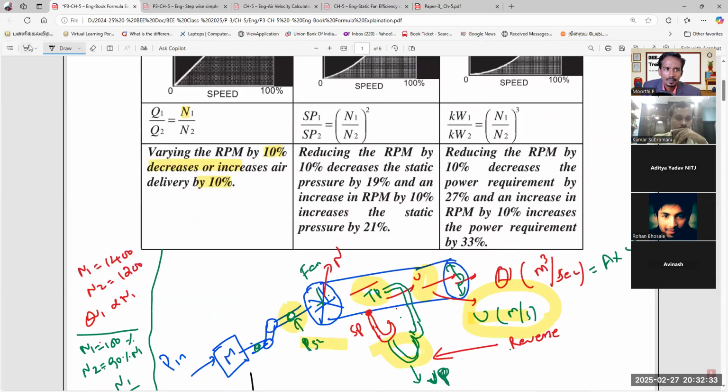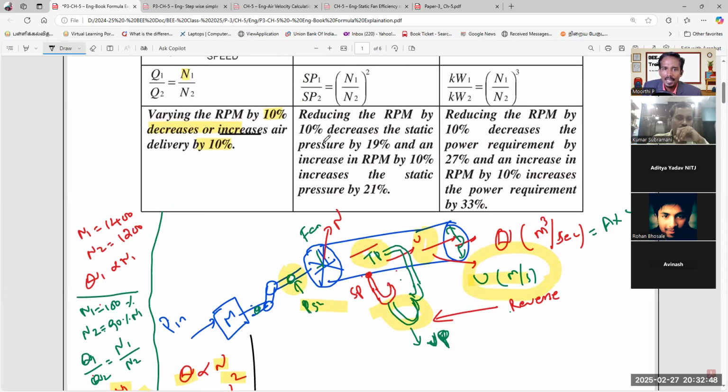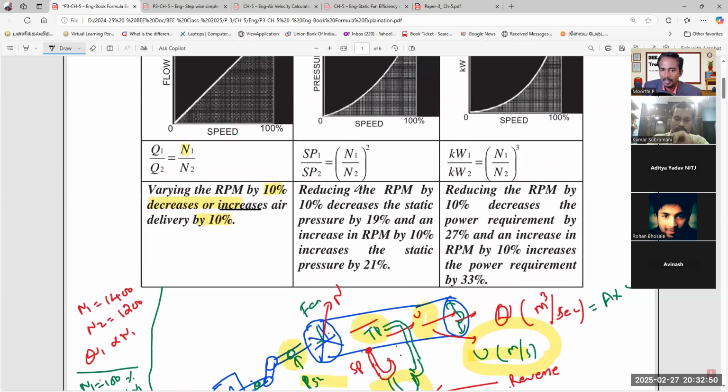What is the next one? What is the assignment? Now you do the decrease, and now you do the increase. You note it: how to calculate the increase. You do the calculation for the assignment, and just post it on WhatsApp. Next one is pressure. Static pressure is directly proportional to N square. What is the concept? Reduce the RPM by 10%. Then what will happen to static pressure?